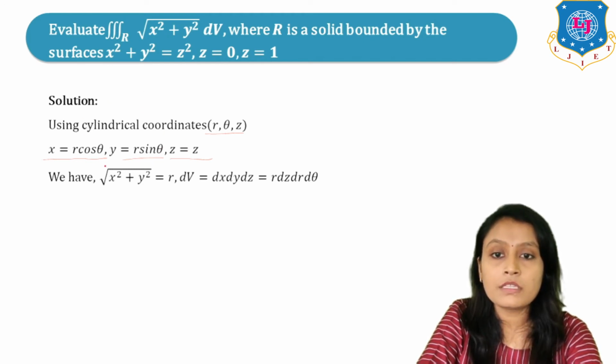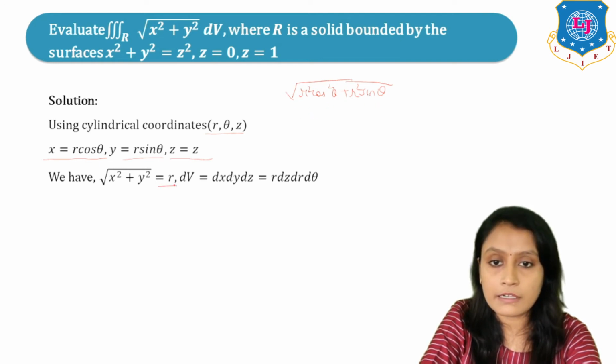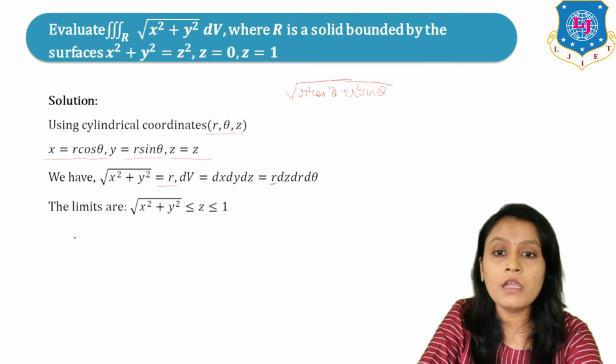Now this under root x square plus y square is under root of r square cos square theta plus r square sin square theta. Take r square common, so you get r square times (cos square theta plus sin square theta), so under root of r square, therefore r. And this dv we write as dx dy dz, which equals r dz dr d theta, where r is the Jacobian.